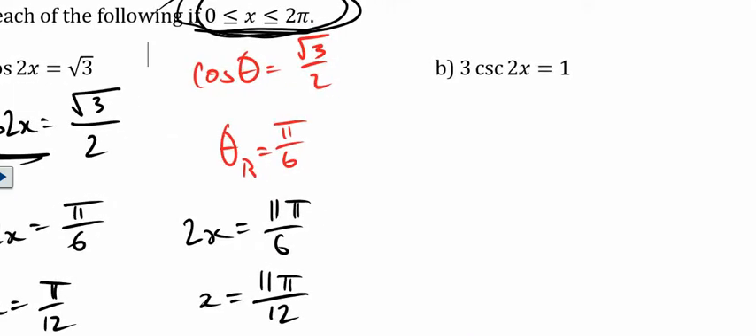Can you tell me how you started this question? The 3 to the other side should look like this. I'm going to do it in a different color just so it stands out since our other solution's kind of in the way. Cosecant 2x equals 1 over 3. And then what was your next step?